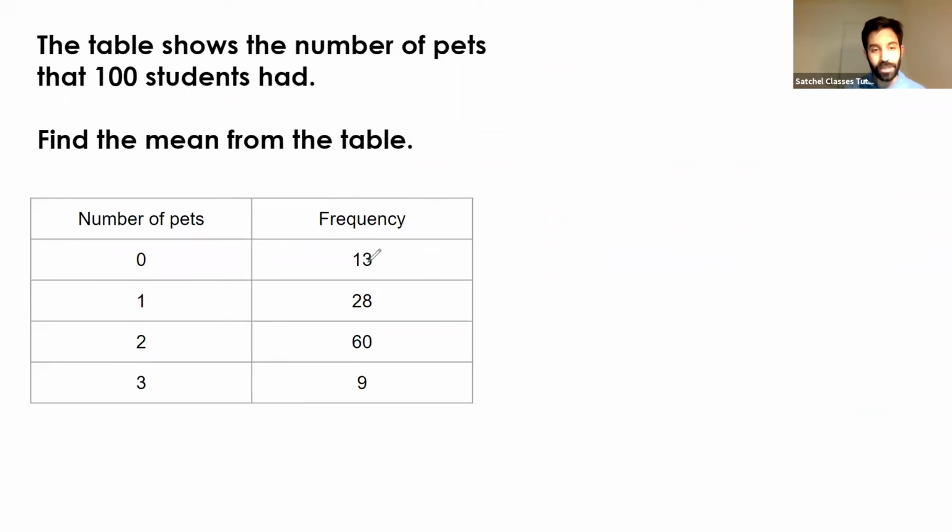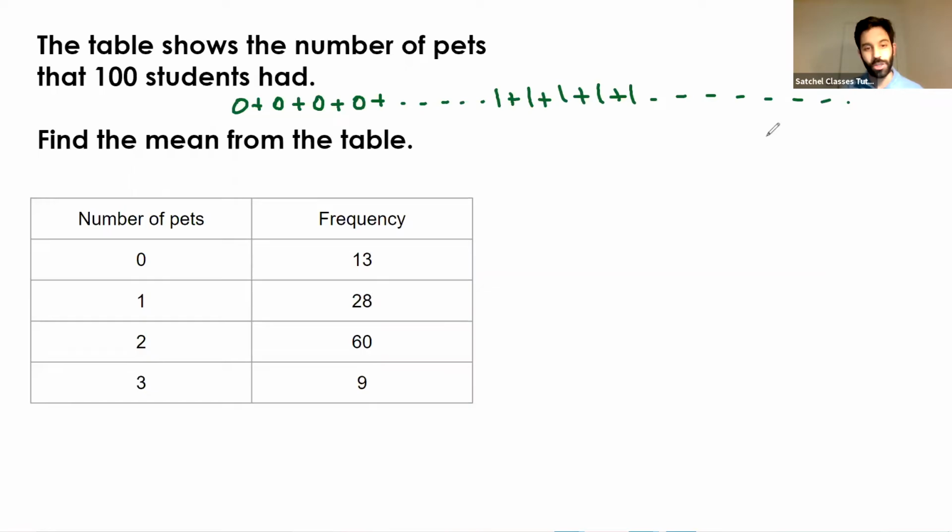So again, it says 13 people had 0 pets. So I could list 13 lots of zeros. And then I could list 28 lots of ones because 28 people had 1 pet. So I could write 1 plus 1 plus 1 plus 1 plus 1 and so on. But that's just going to take forever. And in an exam, you just don't have time to list all the numbers and values that you have. So again, what we need to do is to draw an fx column.